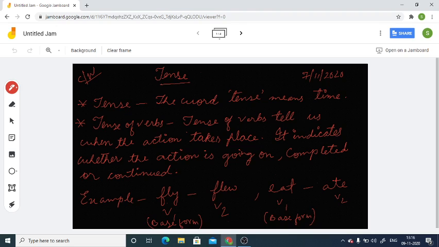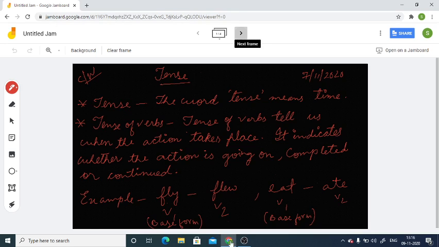That means the time of action. Tense of verb tells us when the action takes place. It indicates whether the action is going on, completed or continued. So this means that the action takes place in three times, that is present time, past time and future time. For example, the verb will change according to its time, like fly will become flew, eat will become ate.